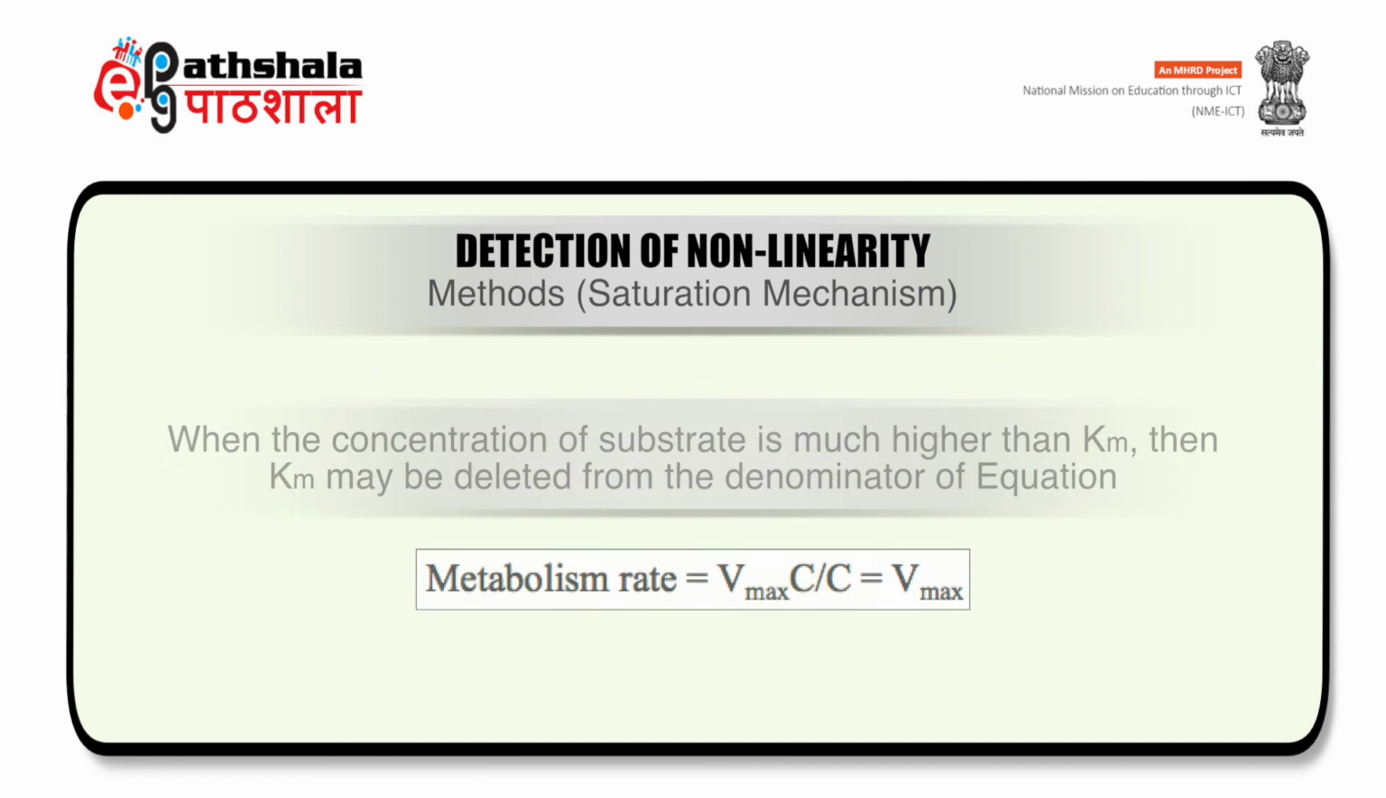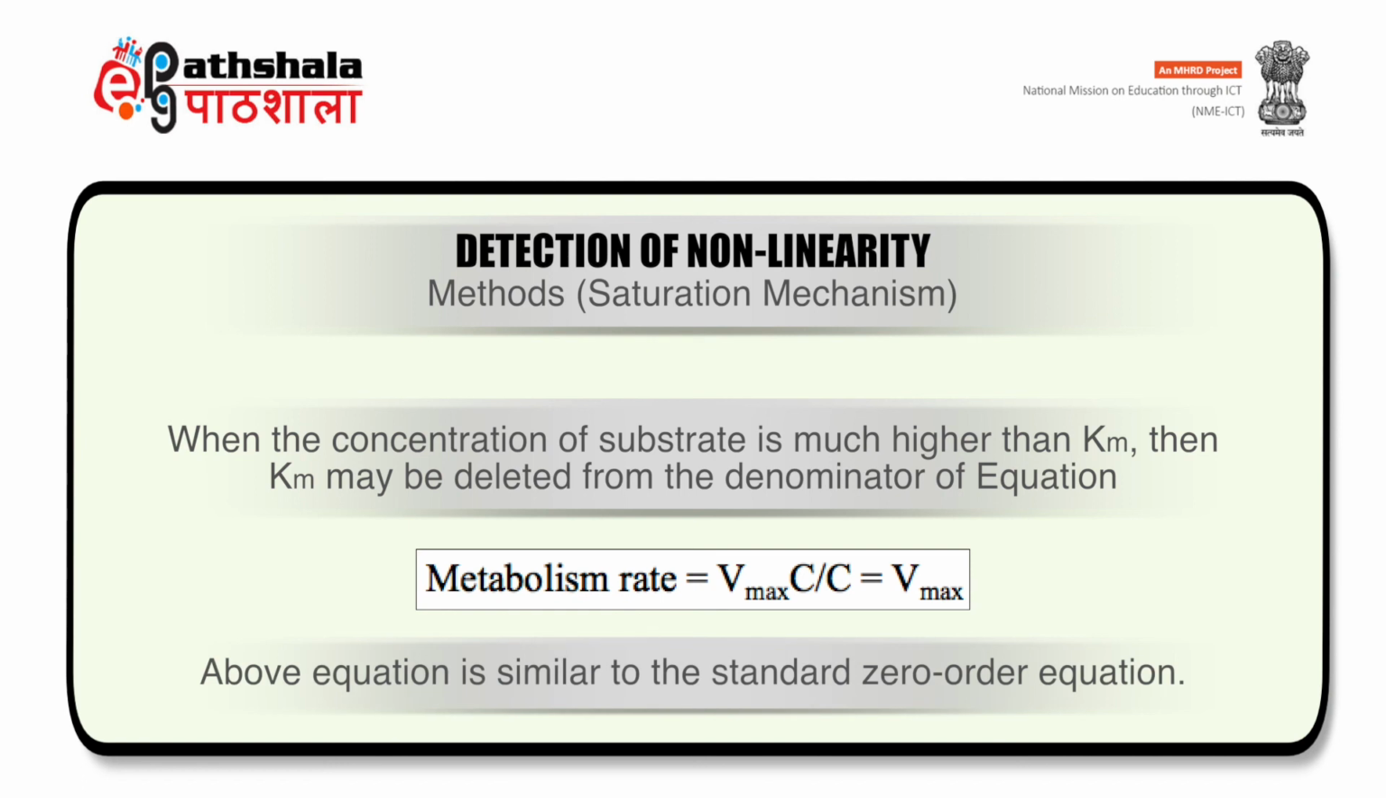rate equation. When the concentration of substrate is much higher, then Km may be deleted from the denominator, and hence metabolism rate is equal to Vmax. This reduced equation is similar to the standard zero order equation, and this equation explains that when the substrate concentration is much higher than Km, the rate of metabolism is a constant, that is, Vmax.